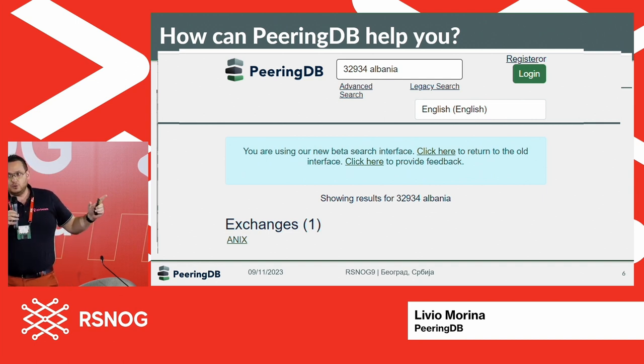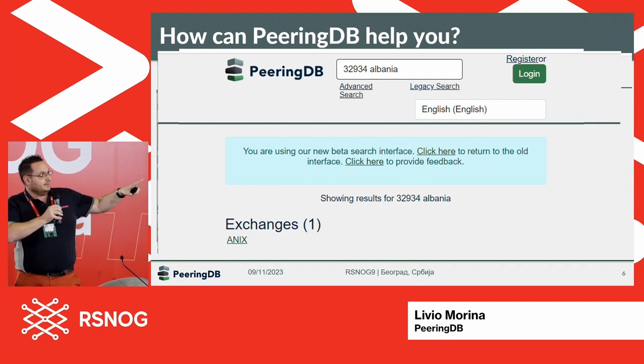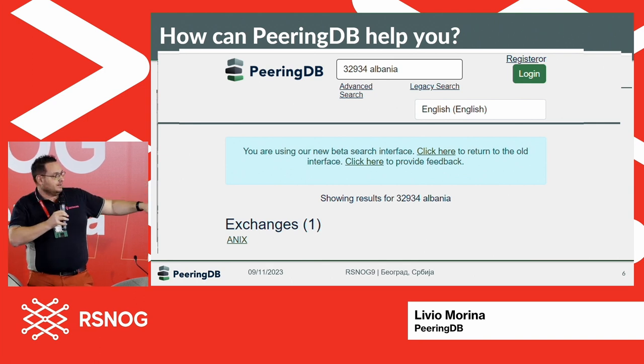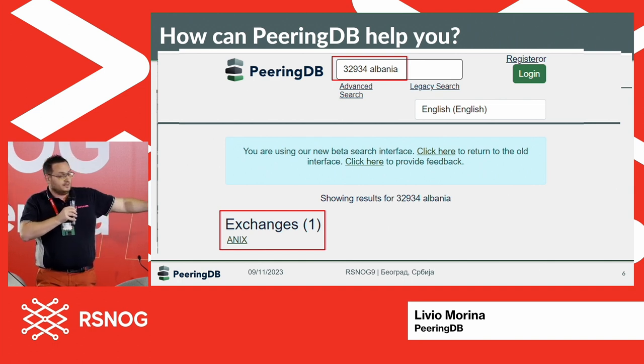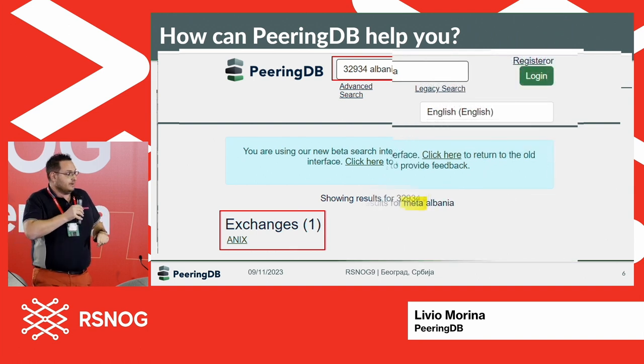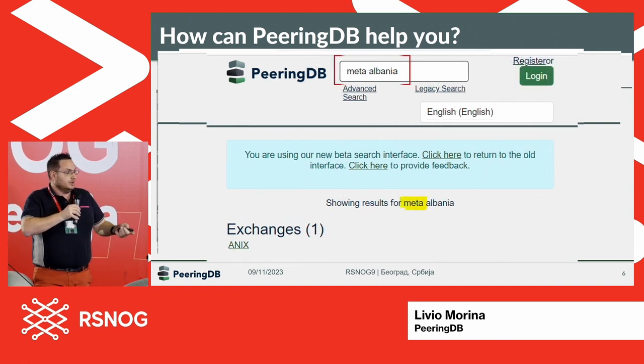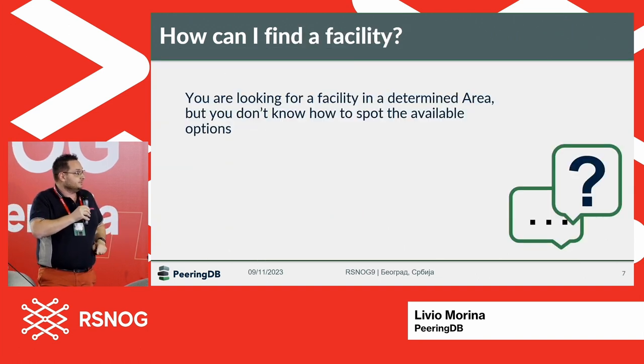Now I show you how I can find the same AS number in Albania. If you see there, there is Enix. Enix is the Albanian Internet Exchange. There is no Albania word next to Enix. But anyway, I got the result. So this is a function with natural language that allows us to find an Internet Exchange.